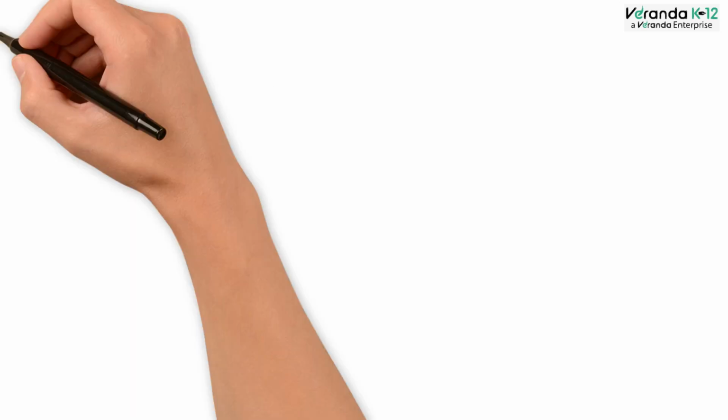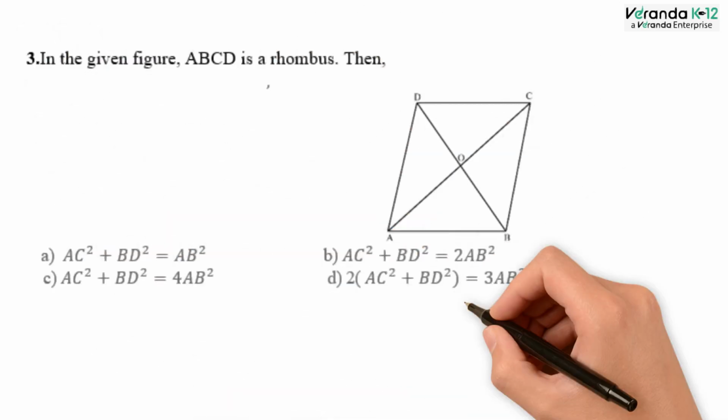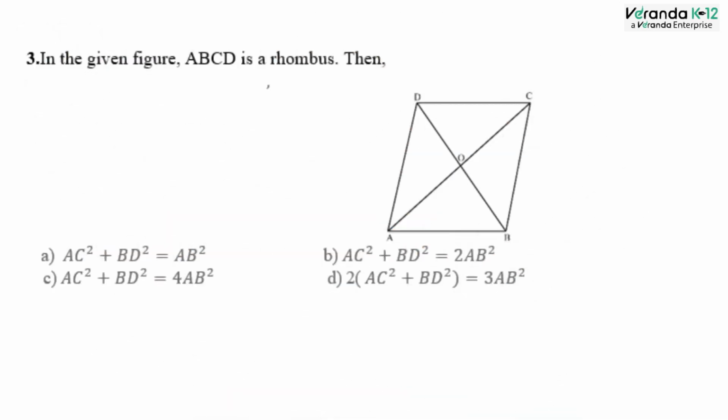Question number 3. In the given figure, ABCD is a rhombus. Then, options given are A. AC square plus BD square is equal to AB square, B. AC square plus BD square is equal to 2AB square, C. AC square plus BD square is equal to 4AB square and D. 2 into AC square plus BD square is equal to 3AB square.